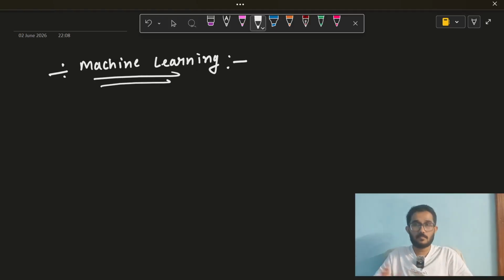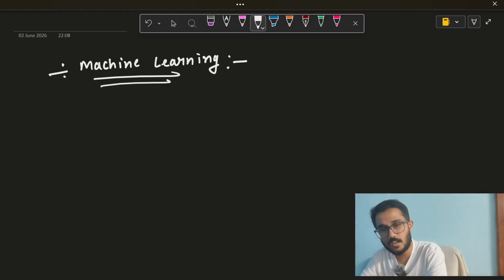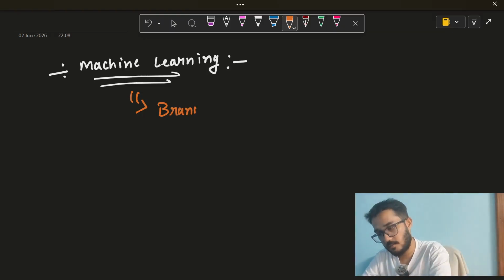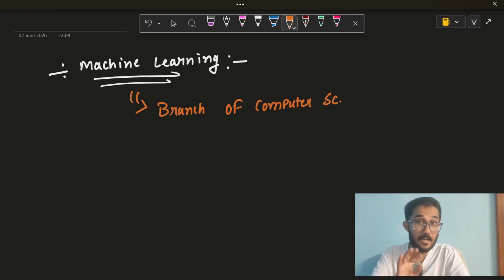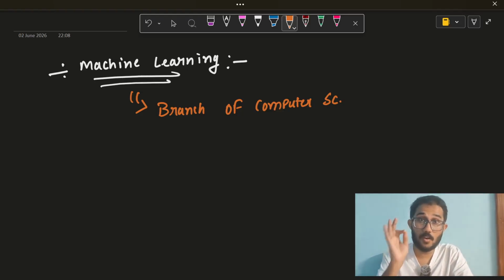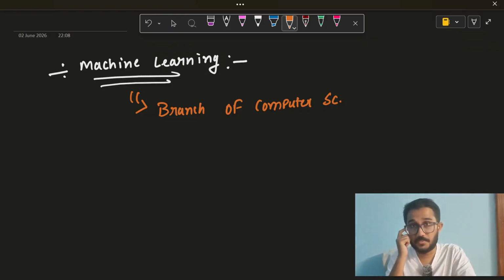To learn the pattern of the data, not from the pattern of the data, to learn the pattern of the data. So what is machine learning? Machine learning is the branch of computer science. First of all, this is the basic thing. And machine learning is the branch of computer science. It is not a syllabus or a subject for computer science.